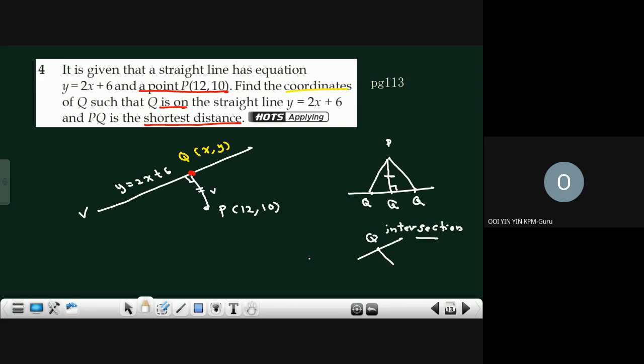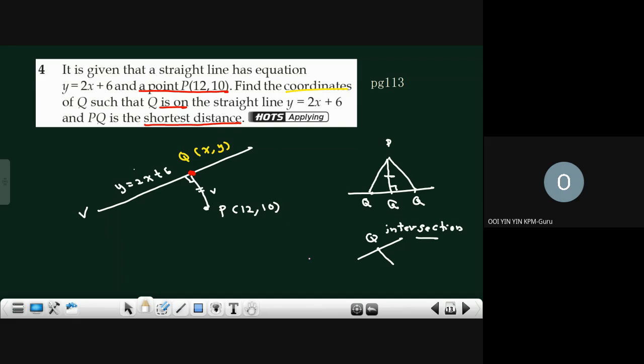我们就要solve simultaneous equation 就是可以找到你的 intersection point. Okay, maksudnya selesaikan persamaan serentak simultaneous equation, then you get the point, your x and y. So what we need now is to find your xy, your coordinate Q here. We must have two equations.